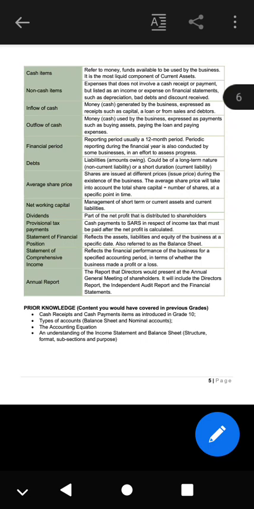The annual report, of course, is the report that the directors would present at the annual general meeting, the AGM, of the shareholders. It will include the directors' report, the independent audit report, and the financial statements. The financial statements, we've got the income statement, the balance sheet, and the cash flow statement. Okay. Alright, so these are the key concepts that we'll always be using as we deal with the cash flow statement. Thank you.